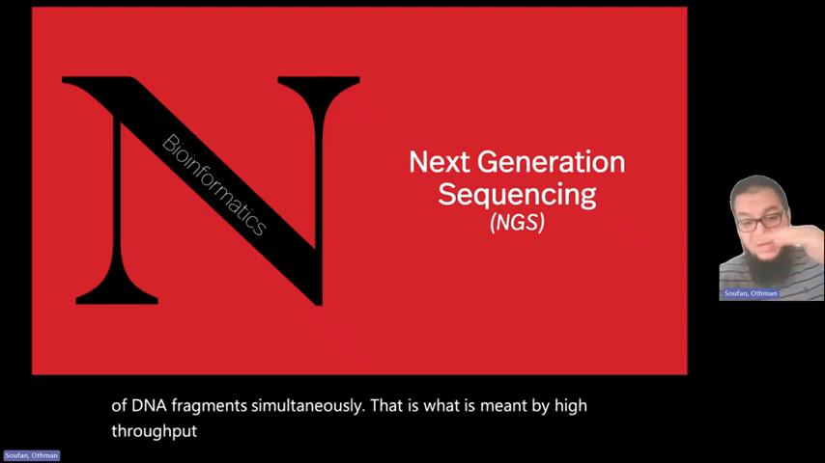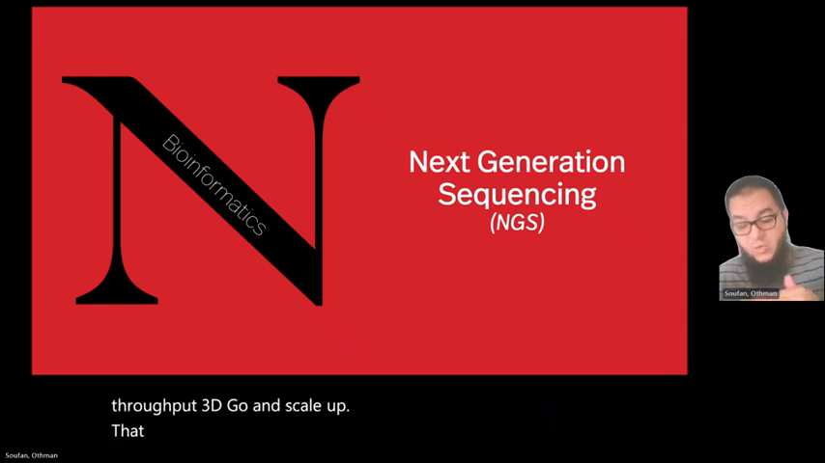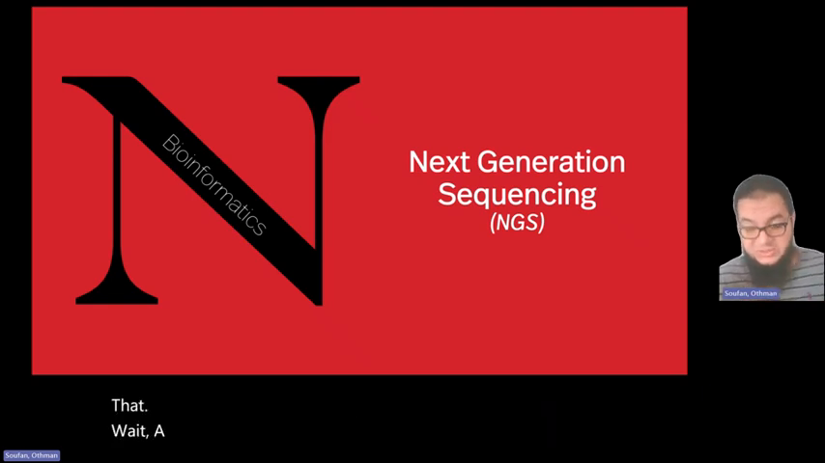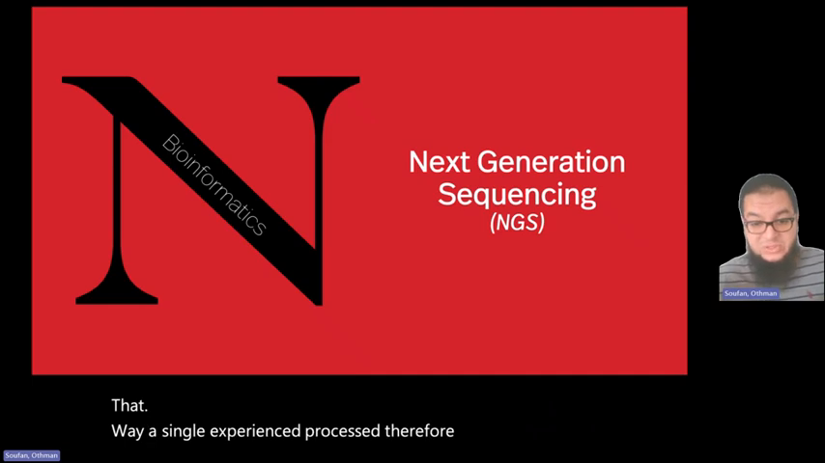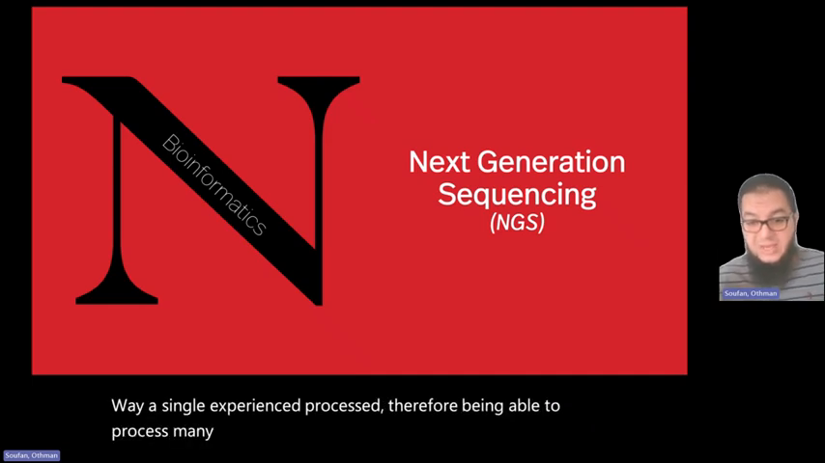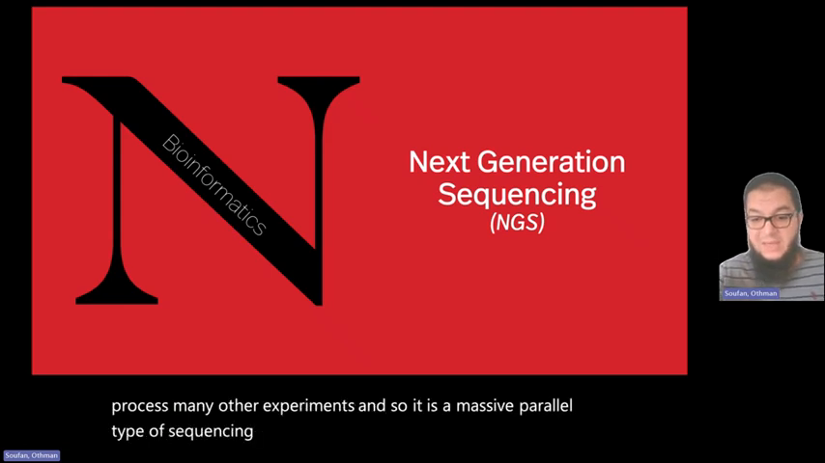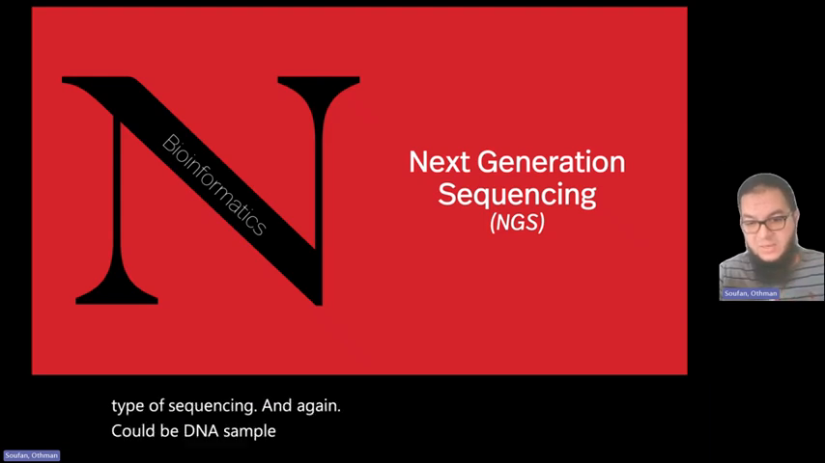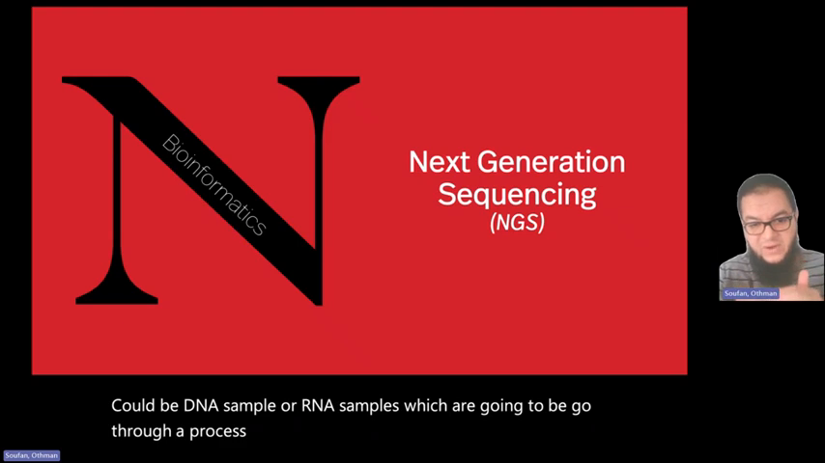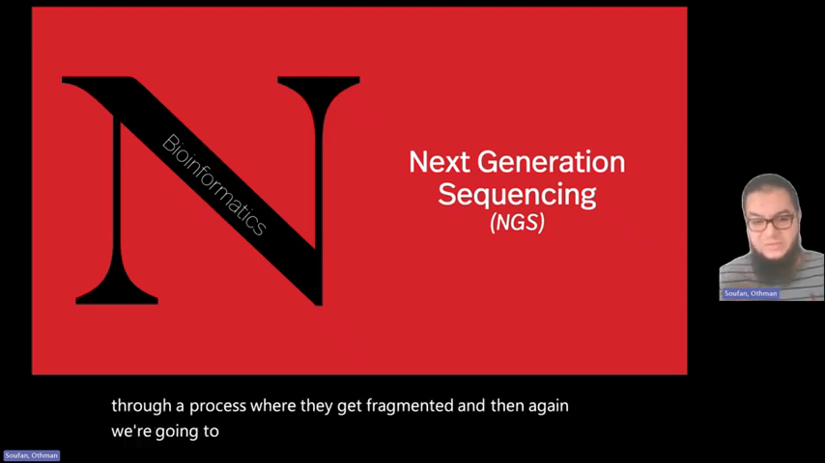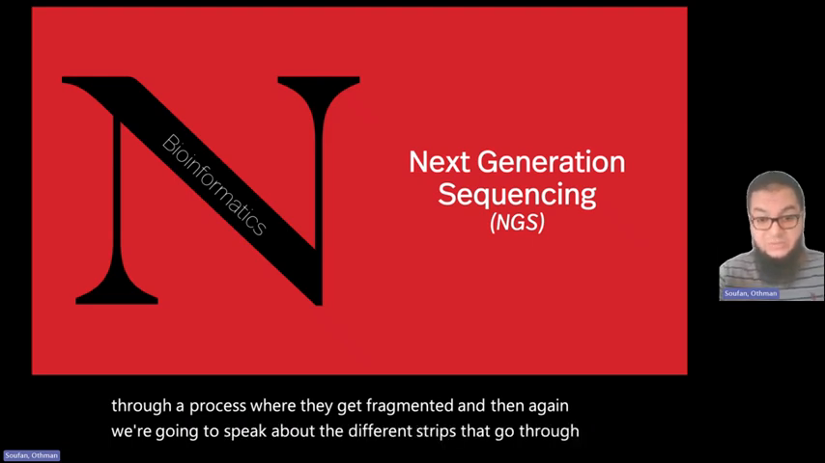It really scales up the way a single experiment is processed, therefore being able to process many other experiments. And so it is a massively parallel type of sequencing. And again, it could be DNA samples or RNA samples, which go through a process where they get fragmented. And then we're going to speak about the different steps that go through in next generation sequencing.